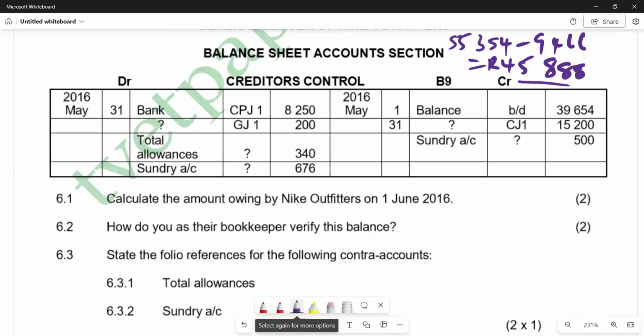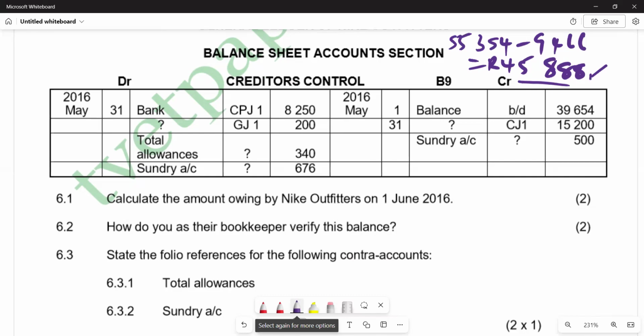But obviously, this is a creditors control. And remember, the creditors control will record the creditors amounts that we have. So the balance that we're going to have will indicate the total creditors that we have at the end of the period, like our balance BD is indicating that.